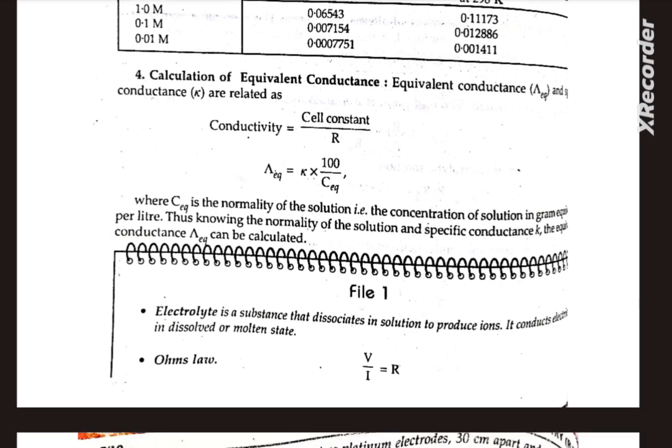Number 4. Calculation of equivalent conductance. Equivalent conductance lambda equivalent and specific conductance kappa are related as follows. Conductivity is equal to cell constant divided by R. Lambda equivalent is equal to K into 1000 divided by C equivalent, where C equivalent is the normality of the solution, that is the concentration of the solution in gram equivalent per liter. Thus, knowing the normality of the solution and specific conductance K, the equivalent conductance lambda equivalent can be calculated.